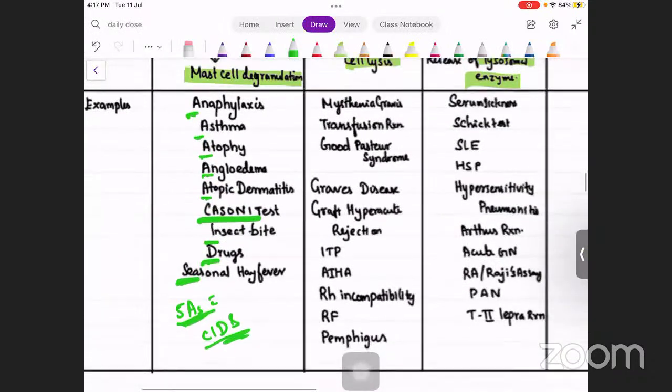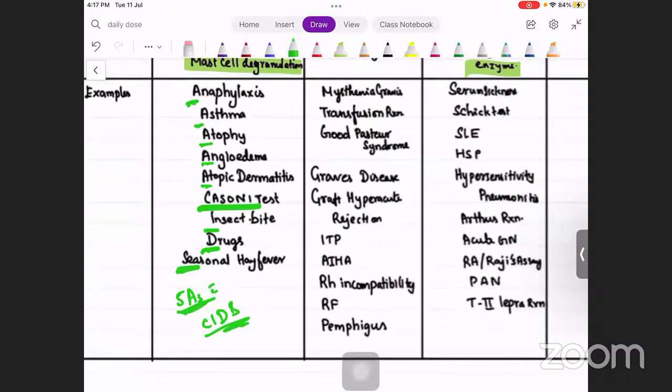Then type 2. There are a lot in type 2 and type 3. So you have to remember myasthenia gravis, transfusion reaction, Goodpasture syndrome, Graves' disease, graft hyperacute rejection. Remember ITP, AIHA (autoimmune hemolytic anemia), Rh incompatibility, rheumatic fever, and pemphigus.